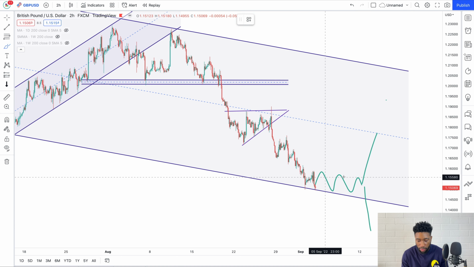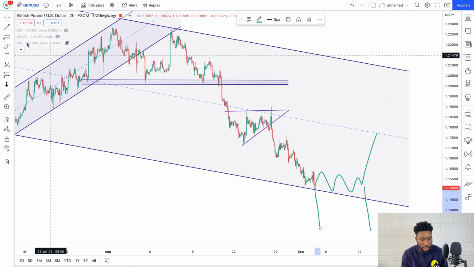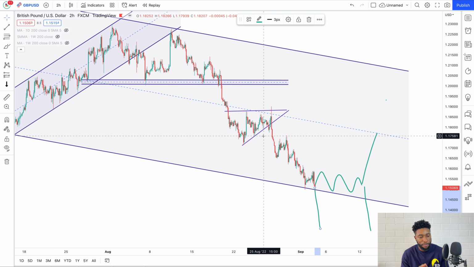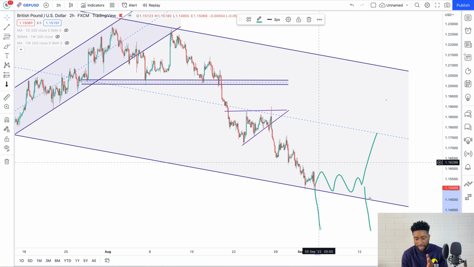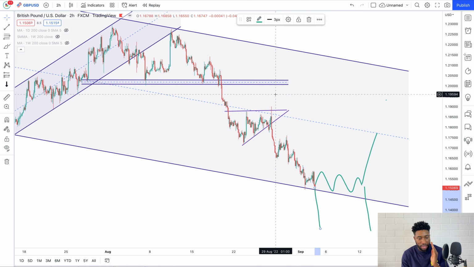I'm not just going to take a bounce off this lower channel, because we could simply break through this channel and keep going down, because the dollar is currently bullish. The dollar is strong, and for the GBP USD currency pair, the dollar is the quote currency. So it's logical to expect that if we get a really bullish move for the dollar, then GBP USD is going to sink even lower.